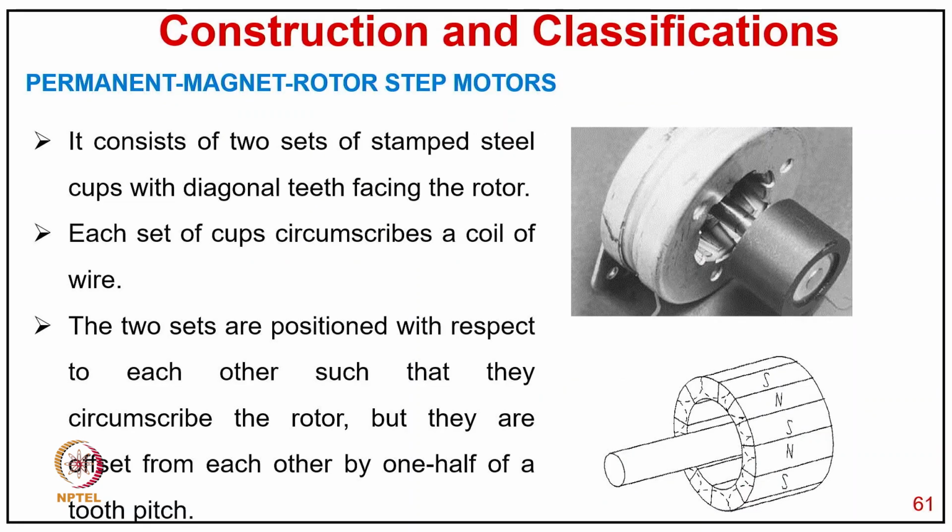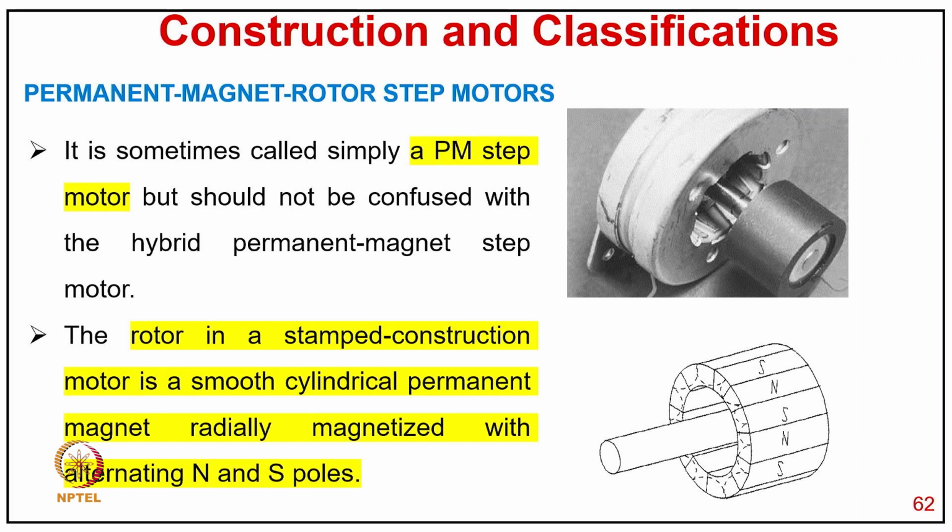Like so, this permanent magnet rotor step motor consists of two sets of stamped steel cups with diagonal teeth facing the rotor, and each set of cups circumscribes a coil of wire, and the two sets are positioned with respect to each other such that they circumscribe the rotor, but they are offset from each other by 1/2 of a tooth pitch. It's sometimes called a simple PM step motor, but should not be confused with the hybrid permanent magnet step motor. The rotor is a stamped construction motor with a smooth cylinder magnet, permanent, radially magnetized with alternating N and S poles, as you can see typically in the figure.